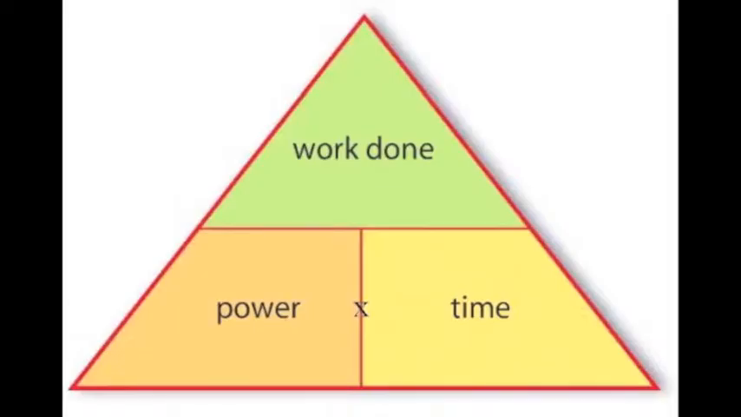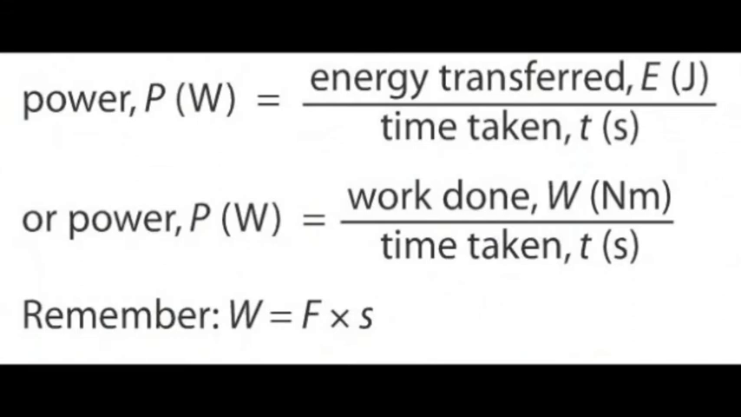Power can be calculated as energy transferred over time, and since energy transferred is the same as the work done, power is also equal to work done divided by the time taken. Power equals the energy transferred in joules divided by the time taken in seconds, or power equals the work done in newton metres divided by the time taken in seconds. W equals F times S, where S represents the distance.